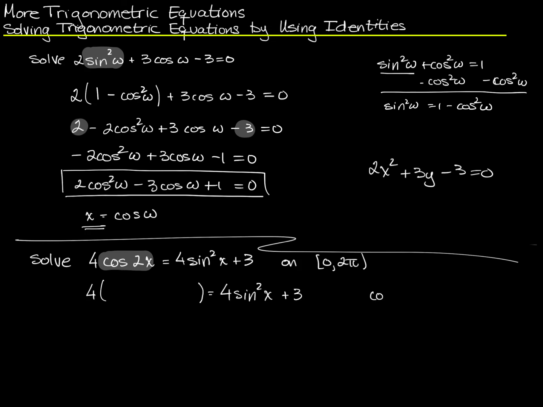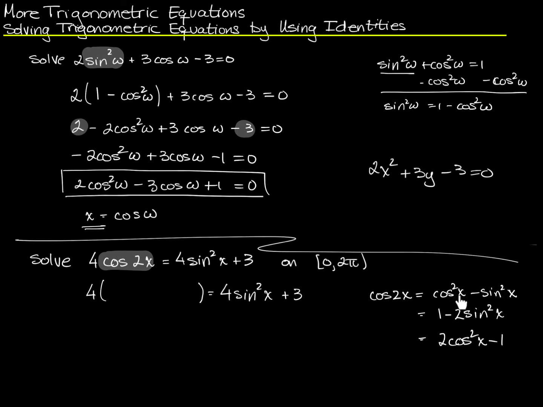Now, the cosine of 2x can be written as cosine squared minus sine squared of x, or 1 minus 2 times the sine squared of x, or 2 times the cosine squared of x minus 1. 3 different ways I can write this.